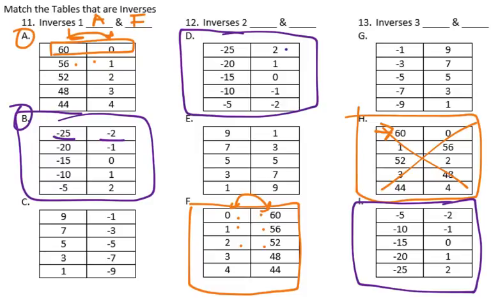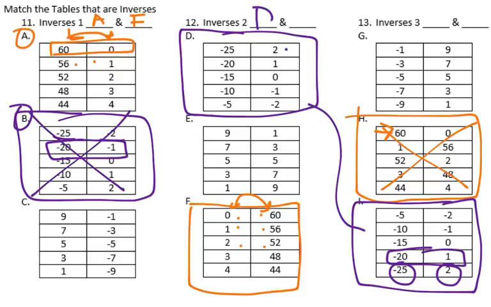Okay, what about this one? Do we have a negative 25 with a positive 2? Yeah, it's on the bottom, but with a table it doesn't matter what order you put it in. Is it negative 20 with 1? Yes. Is this negative 20 with positive 1? No. This is actually the odd one out. These two, D and I. You can check all the rest.